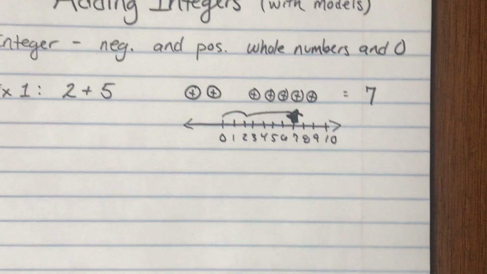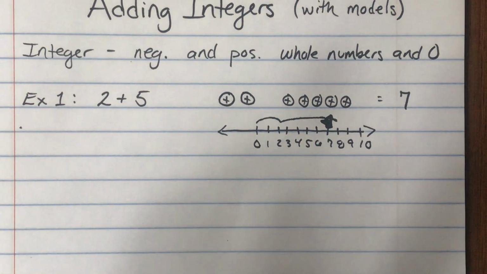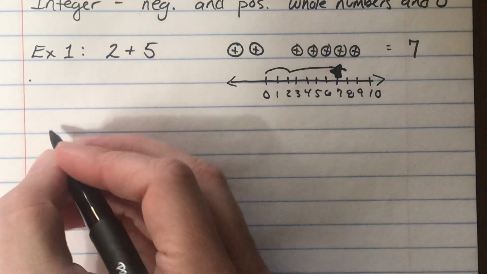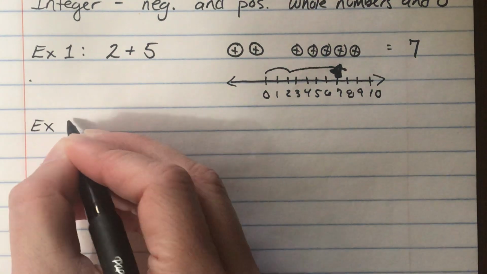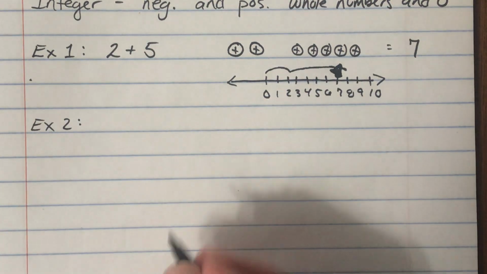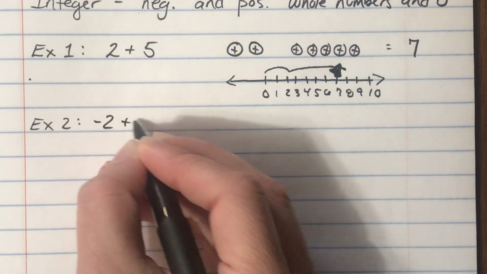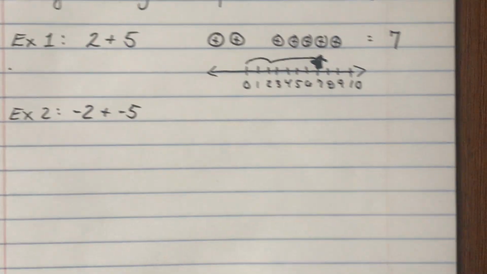Now, that's again sort of the kindergarten example. We're going to be looking at integers, so we're going to throw some negative numbers in here as well. So the next example, we're going to call this example number 2. Let's look and see what it looks like to add two negative numbers together. So -2 plus -5. All right.